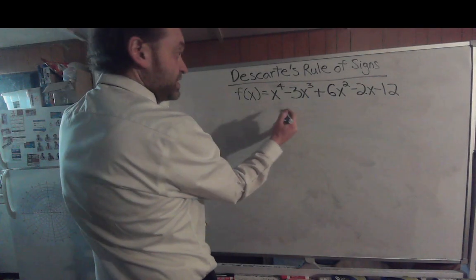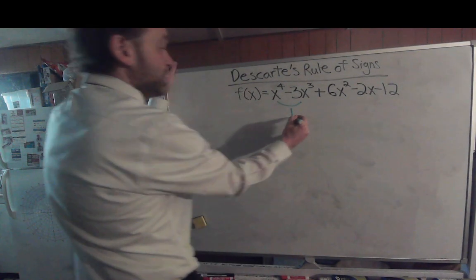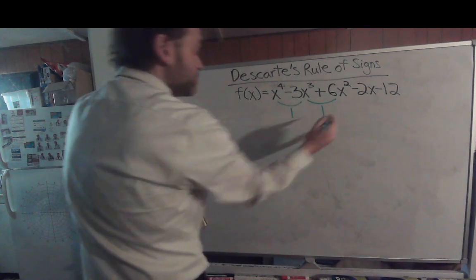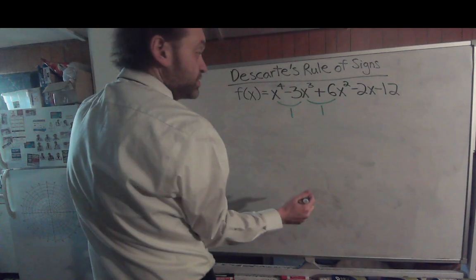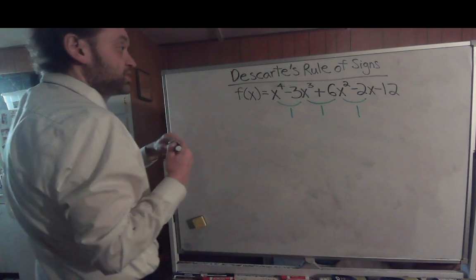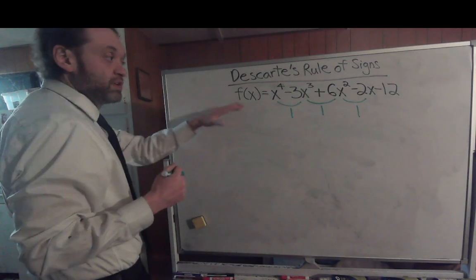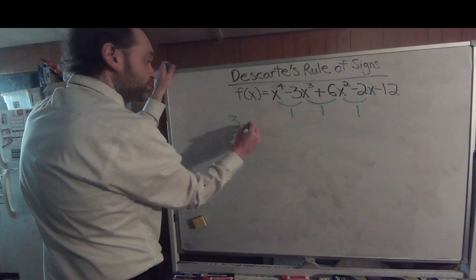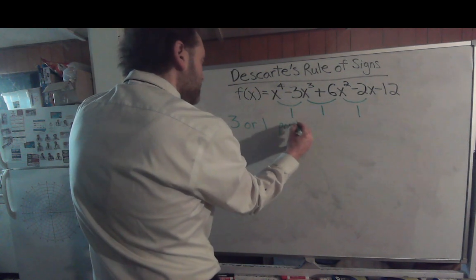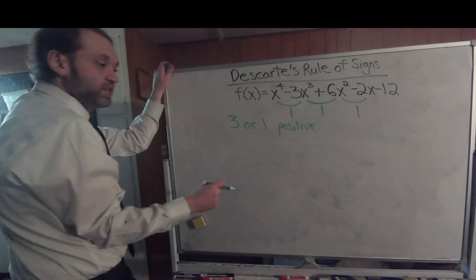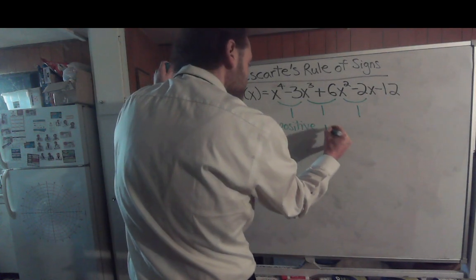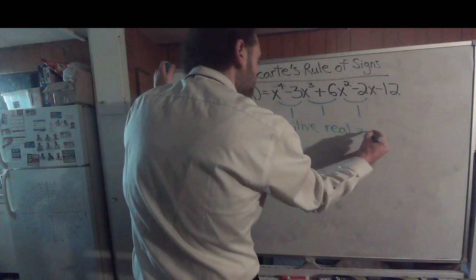Well, from x to the fourth to negative 3x to the third, we have one sign change. From negative 3x to the third to 6x squared, we have yet another sign change. And then from 6x squared to negative 2x, we have another sign change. We don't have one from negative 2x to 12, so we have 3 changes of sign in the original. So you're going to have either 3 or 1 positive real zero, because whenever you have two or more sign changes, you take the original and also decrease that by 2. So you'll have 3 or 1 positive real zeros.